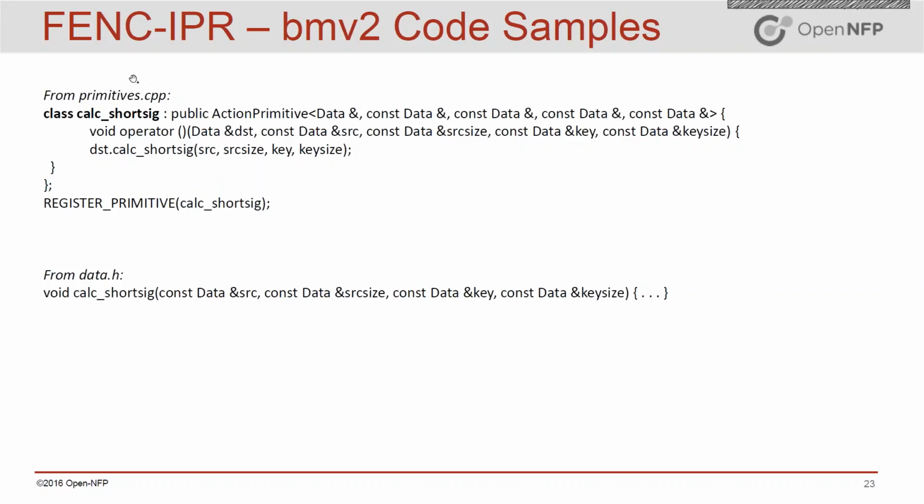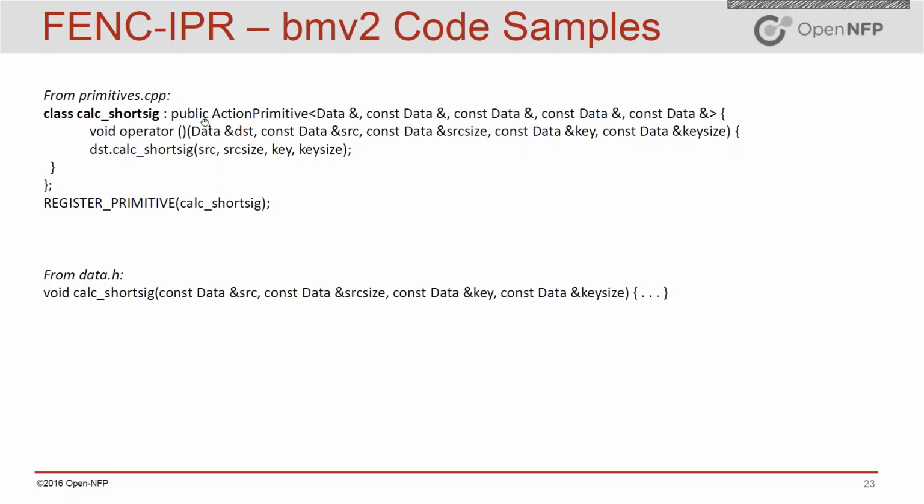In BMV2, I use the simple switch implementation, and there's a file primitives.cpp that has primitive actions in it. They're all defined, and for example, I added the code to calculate the short signature. So here's the header, just the first line for that. Actually, most of the code is not defined in the C++ source file. There's a lot of code that's defined in header files, which to me, being primarily a C programmer, was kind of strange. But I just went with the flow in this case, pun intended.